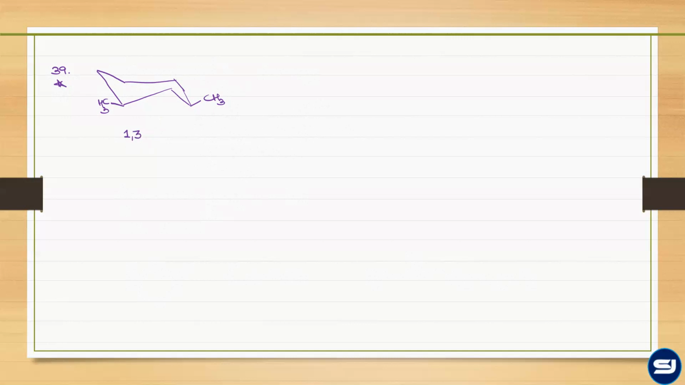In 1,3, if I talk about this position and this position, are they axial methyl groups or equatorial? Equatorial. So I can say this is a 1,3 equatorial-equatorial disubstituted compound. Okay. Now in 1,3, what is the cis arrangement? Is it EE or AE?